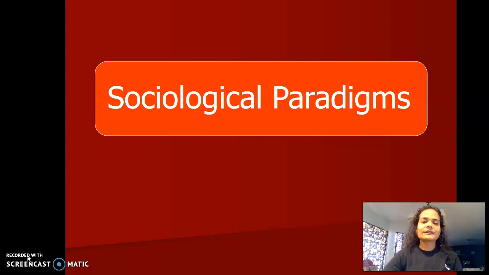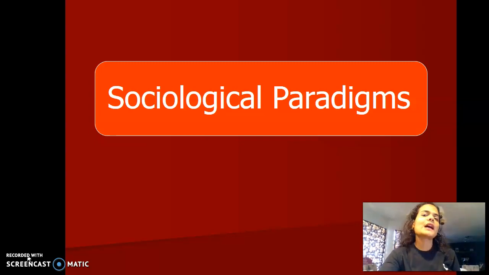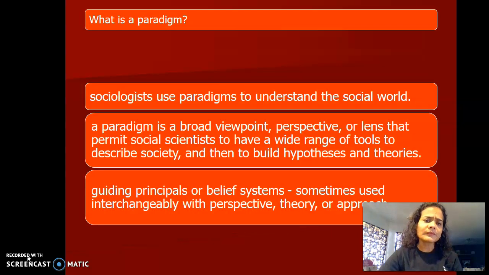Today we are going to talk about our second unit, which is Sociological Paradigms. In any intro-soc class, this is a very key component. You need to know the three major sociological paradigms. So you might be asking yourself, what is a paradigm?